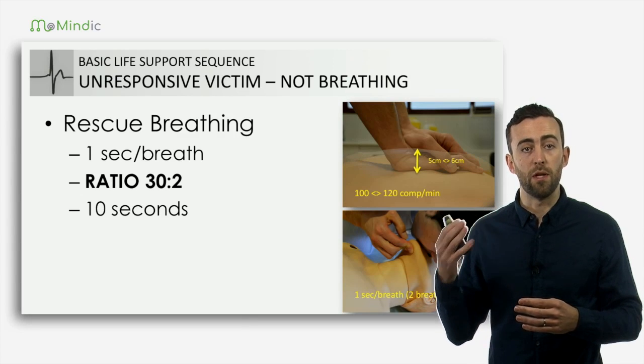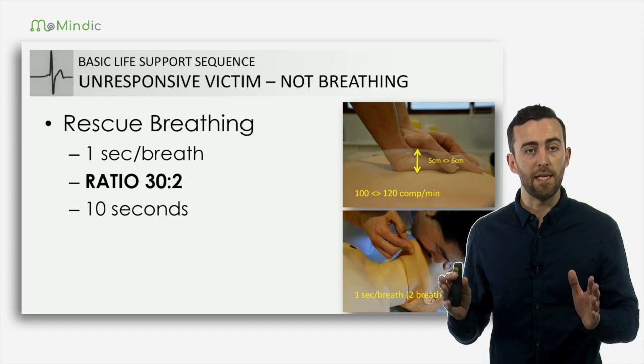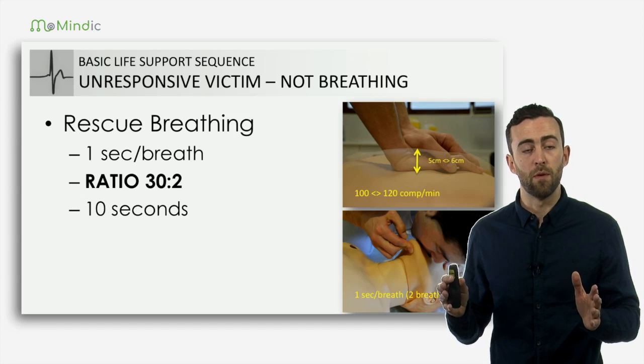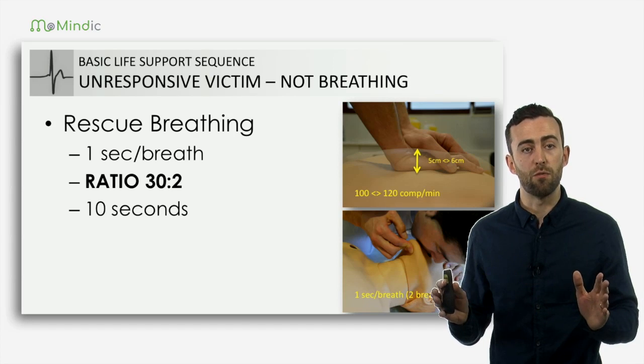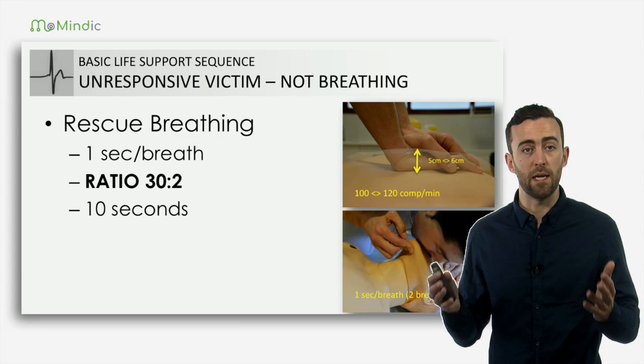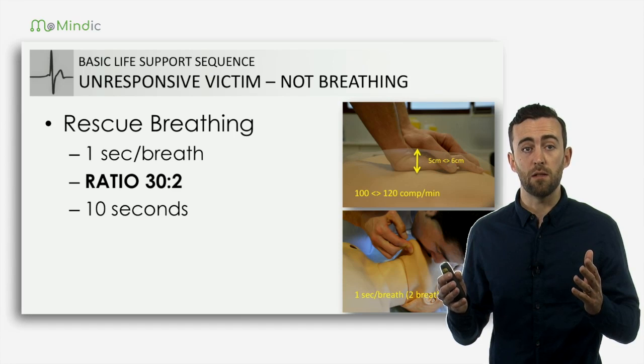It is recommended that every breath should be 1 second per breath, and we should spend no longer than 10 seconds in providing breathing. So that is 30 chest compressions to 2 rescue breaths, and minimizing interruptions as much as possible by allowing only 10 seconds to provide our rescue breathing. As I said, this is a difficult technique at times, so it is really recommended only for trained personnel.